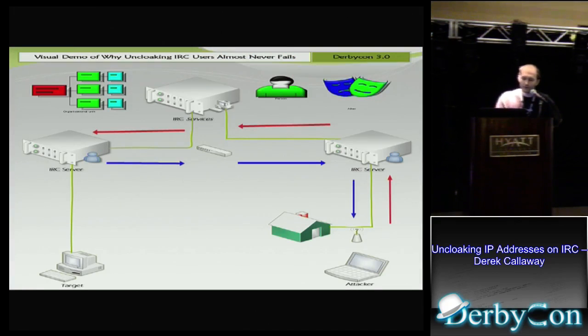And this is why it works. If you follow the red arrows, say that wireless access point is the attacker. If you follow that red arrow, that's the attacker's IRC server. And then if you go over, that's the IRC services, so that's where NickServ and ChanServ and all that stuff runs. That is going to ask the target's IRC server what their address is. And then it's going to go all the way back.